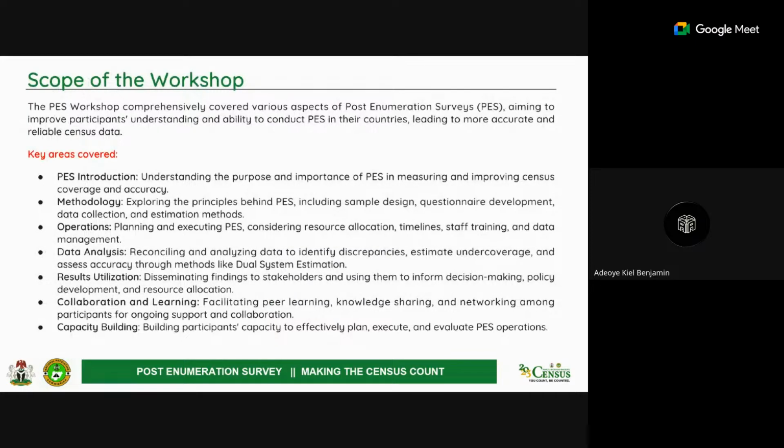The rest of the workshop is basically like I explained in detail. These are just more details. That is, it introduced us to PS, the methodology, the operations, data analysis, result utilization, and collaboration, and I've just explained all that. But one thing we need to note about this workshop is that because it was just a concept workshop, there was no real teaching. It was: let us expose them, let them know how to go about it, let them know that these are the processes, so that by the time you decide you want to take a PS, you already know that there are no shortcuts, and these are the things that can be done.